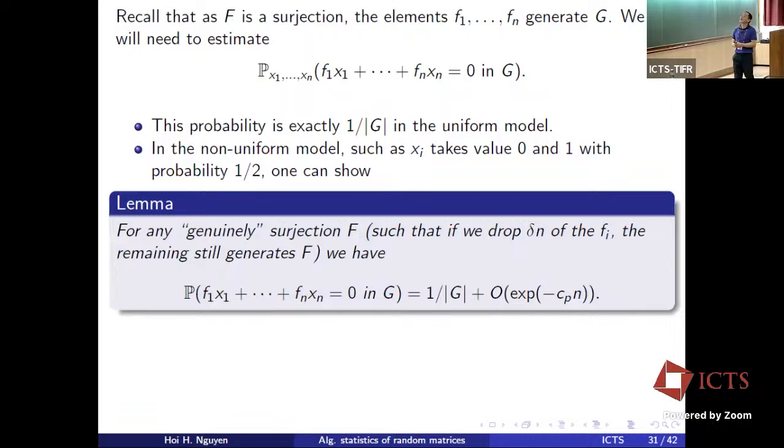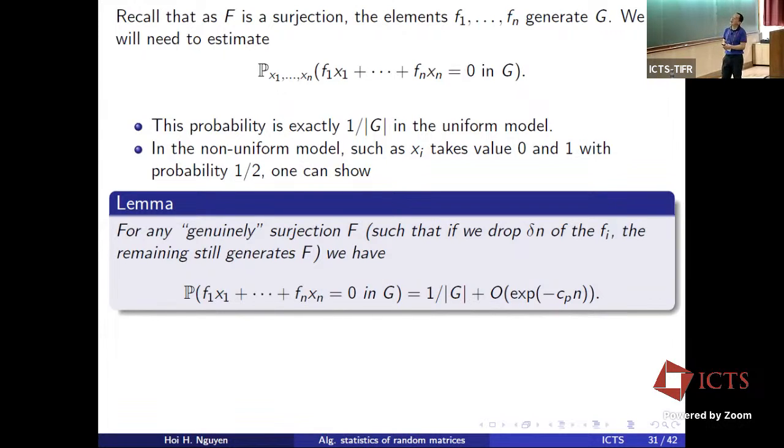Now for the non-uniform case, let's just assume that these X_i take values 0 and 1. So you have a sum of F_i times Bernoulli 0, 1 variables, and we are trying to estimate the probability that it equals 0. It turns out that we can show that for most choices of the deterministic F_1 up to F_n, this probability is comparable to 1 over |G| with exponentially small errors.